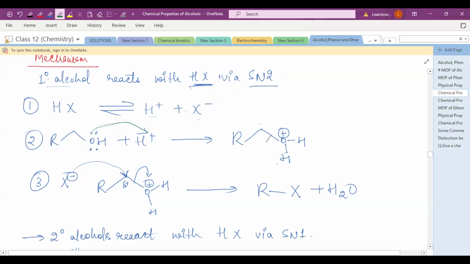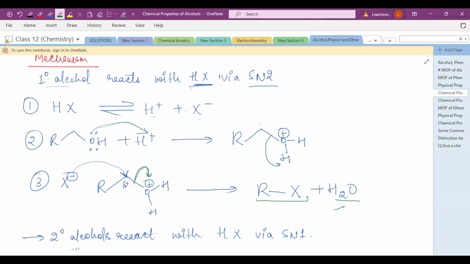So from here this bond will break, and in the next step I have shown that this bond will break and this water will be liberated out. When water is liberated, there will be a positive charge on this carbon, right? If there is a positive charge, this nucleophile will come, X minus is a nucleophile here, and try to approach this positive carbon. The bond will be formed between R and X, and it will give you your haloalkane plus water. That's the mechanism of how the primary alcohol reacts with the halogen acid. Is it clear?